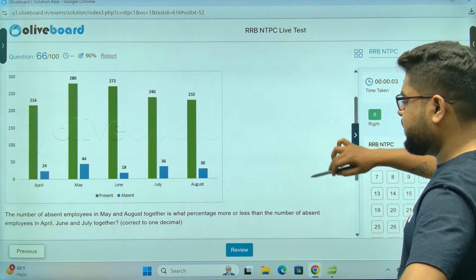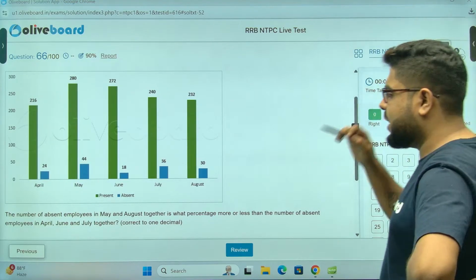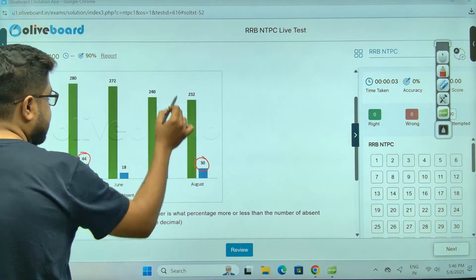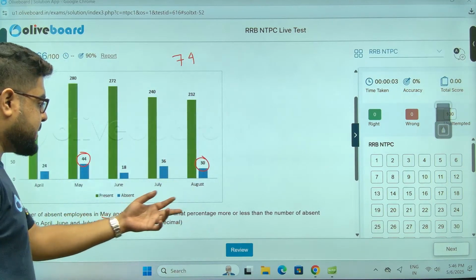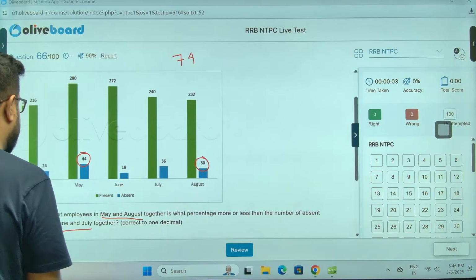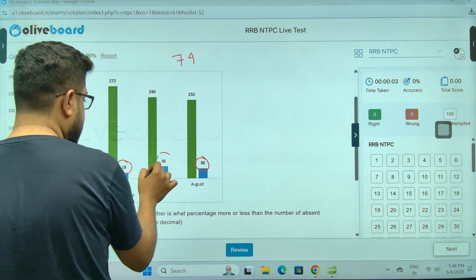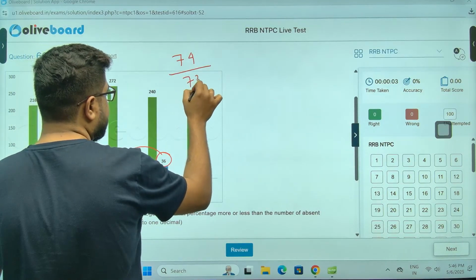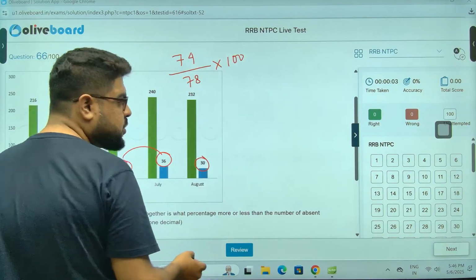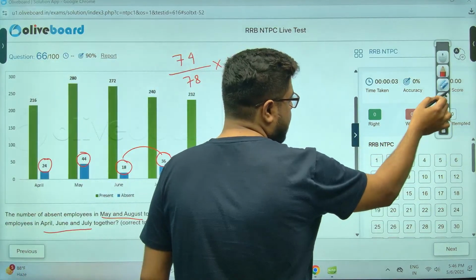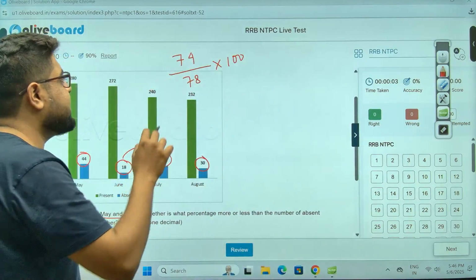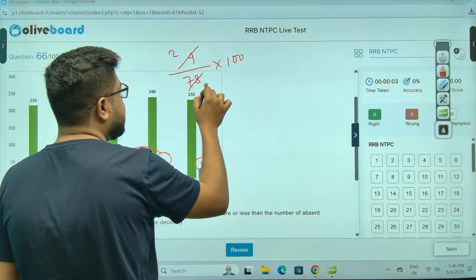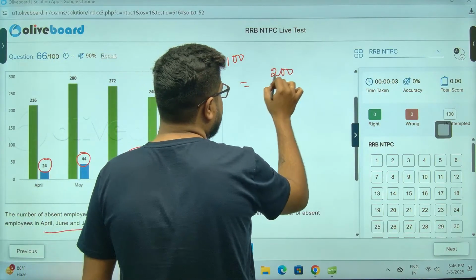Now, present and absent. The number of absent employees in March. Okay, let's see these options later. Absent employees in May and August together: 44, 30, so 74. What percentage more or less than the absent employees in April, June, July? April, June, July: 54, 54 and this, 54, 58, 78. How much more or less? It means 4 more or less, right? 74 is 4 less than this. So again, I don't need this, right? So 2, this is the 39. 200 by 39.